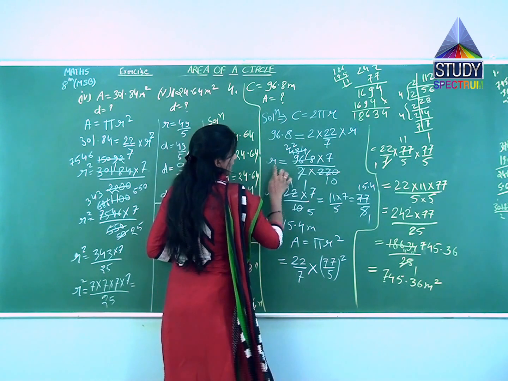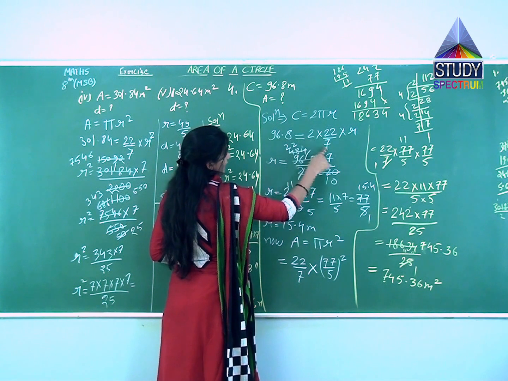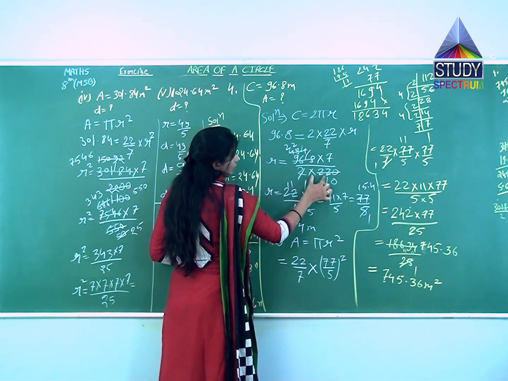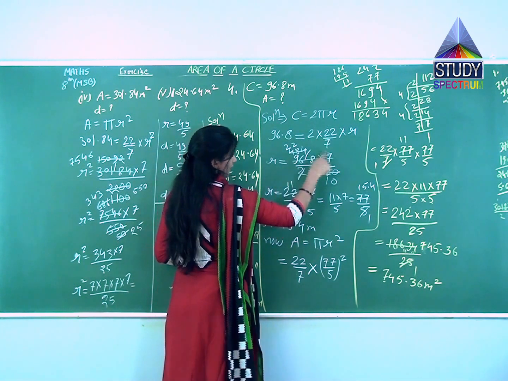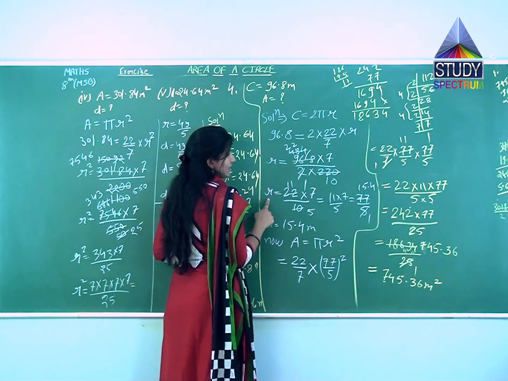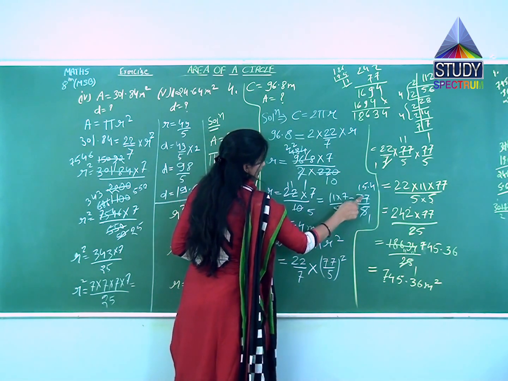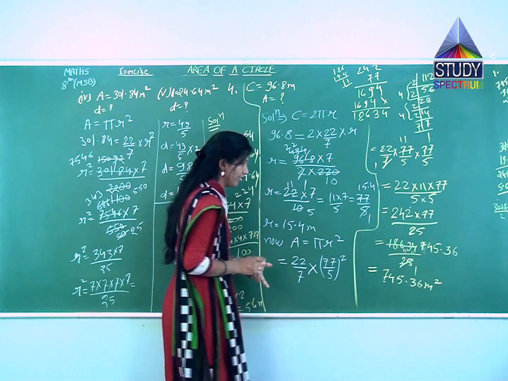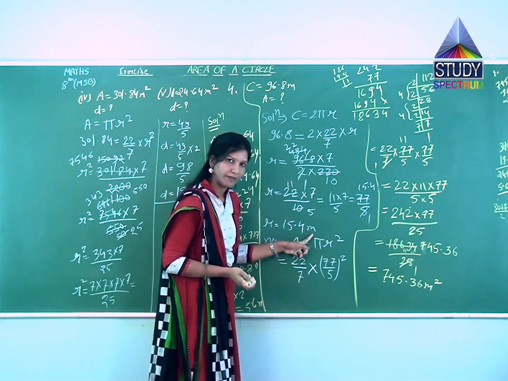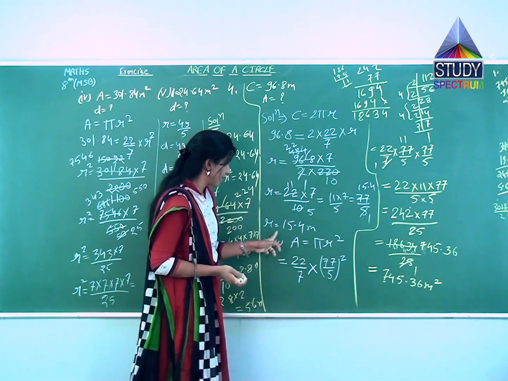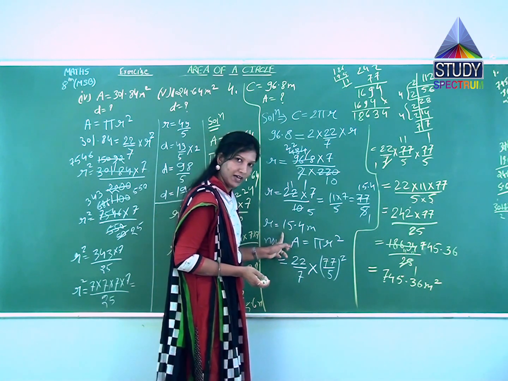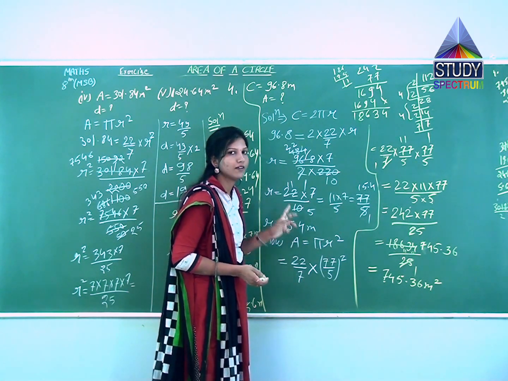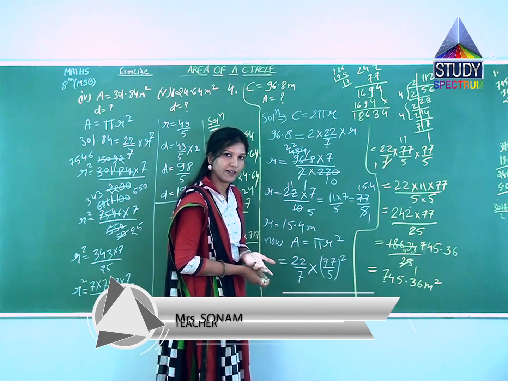Now r will be equal to 96.8 into 7 upon 2 into 22. After calculating this, we get r is equal to 77 upon 5 or 15.4 meters. Now if we have the value of r, we can simply find out the value of area by putting the value of r in this.